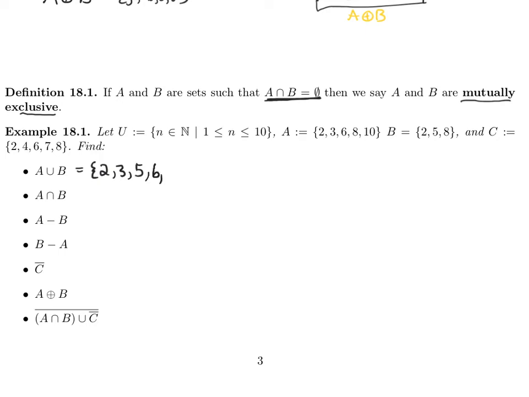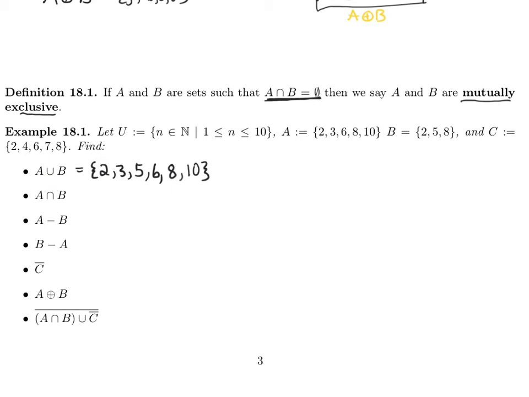6 is in A. 7 is in neither. 8 is in A. It's also in B, but as long as it's in one, we count it in the union. 9 is in neither. 10 is in A. So there is the set A union B. It's everything that is in either A or B, or both, of course. Remember, it's a non-exclusive or when we say or in mathematics.